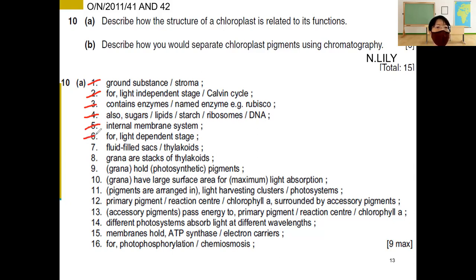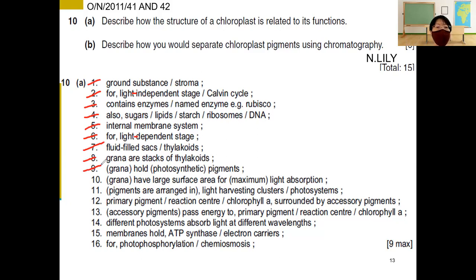Okay. So what is it used for? Function. For light dependent stage. Light dependent stage. Light independent stage. Okay. So what is this internal membrane system made up of? It's made up of fluid-filled sacs called thylakoid. It means the space inside the thylakoid is filled with fluid. Everything is fluid one. Okay. And then the thylakoids are arranged into stacks called grana. Okay. And inside the membrane of thylakoid, I prefer to say in the membrane of the thylakoid, or in the thylakoid membrane, it holds the photosynthetic pigments.